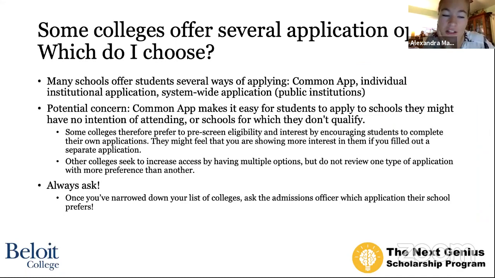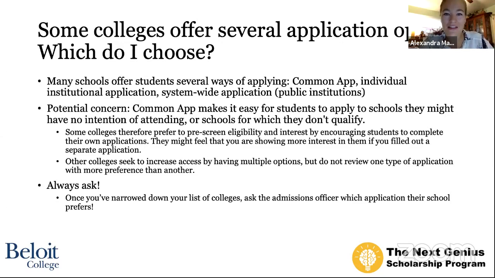So yeah, some colleges offer several application options. Which do I choose? I mentioned some reasons why some schools might not be on Common App at all. Some schools will offer you more than one option of applying, including Common App as one of them. Beloit College is one such school. We have our own Beloit College application, and we accept Common App. In cases like that, sometimes it's hard to know which one to choose or if there are benefits to choosing one or the other.